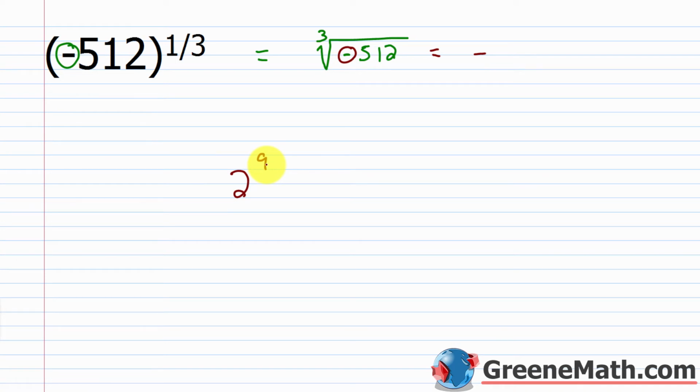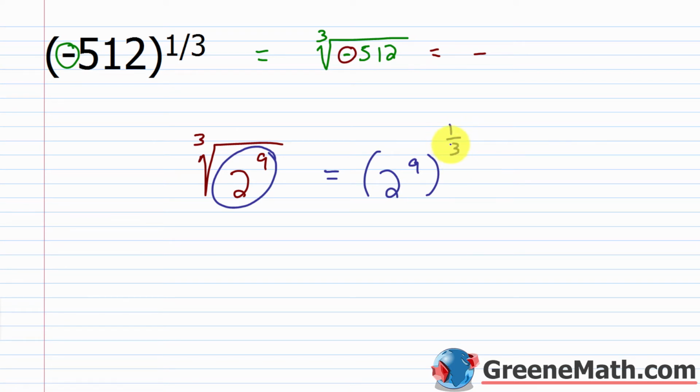Now, here's where we can really kind of get things going, okay? If I have 2 to the 9th power, because that's what 512 is, forget about that negative for a second, and I took the cube root of that, how can I use what I just did to simplify that? Well, if I realize that I'm taking the cube root, and that's like raising something to the 1/3 power, I can keep this as 2 to the 9th power, and then I can raise this whole thing to the power of 1/3.